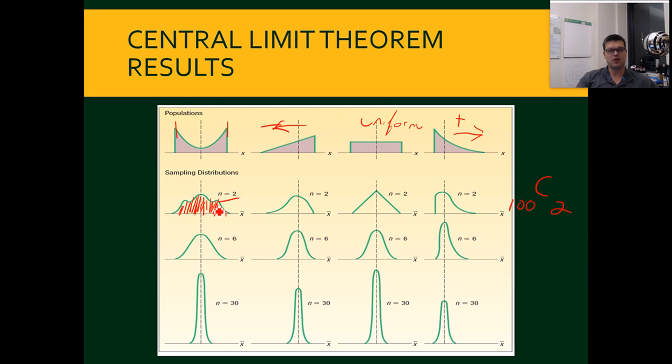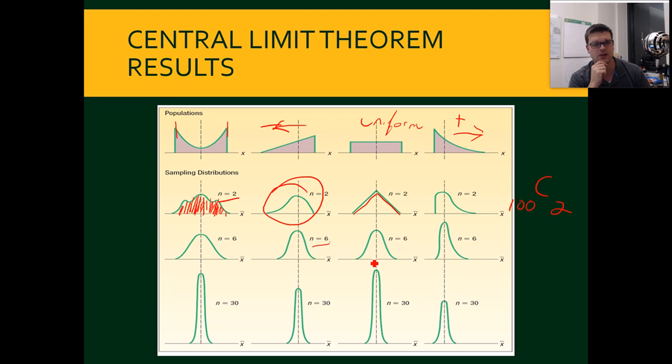And so if you take sample sizes of two, a bimodal distribution is going to look like this. A negatively skewed distribution is still going to be negatively skewed, but it's going to start to approach normality. And then a uniform distribution is going to be a nice perfect triangle. And then we have the positively skewed distribution, which is going to still have that positive skew, but once again approaching normality.